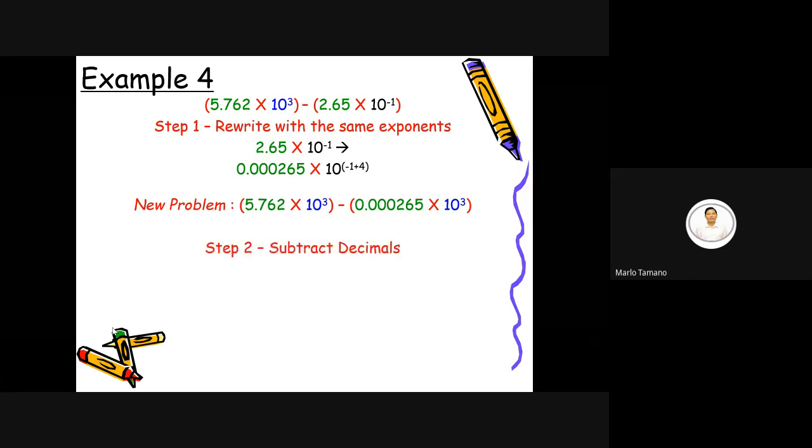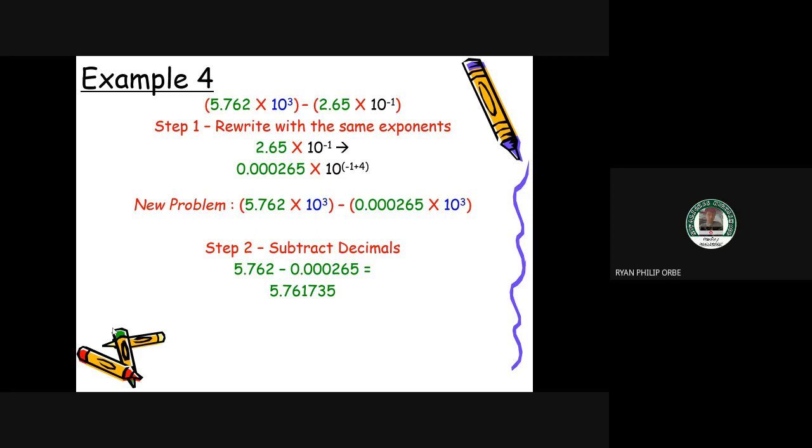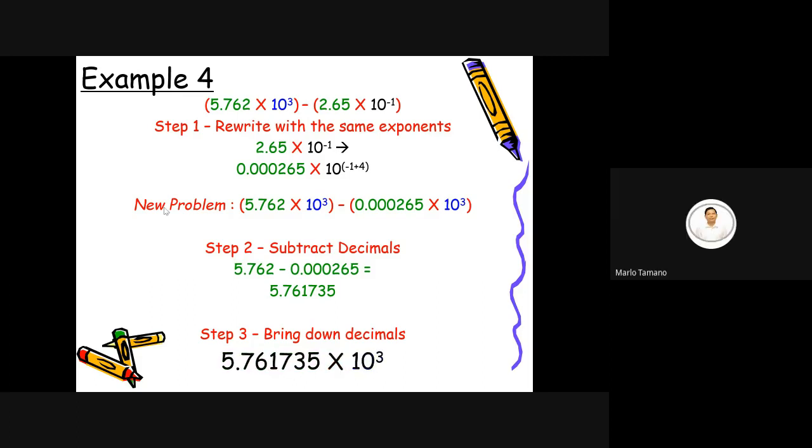So let's see. Step number 2, subtract. When our exponents are equal, that is the time you subtract. So 5.762 minus 0.000265. What do you think the difference is? The difference is 5.76175. Then let us proceed to step number 3: bring down the decimals and, of course, the power of 10. Final answer: 5.76175 times 10 cubed.